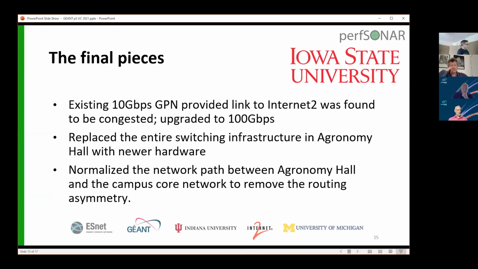So they gathered some historical data, and they found out that that 10 gig link had been used and really was congested more often than not. So they went to GPN and got an upgrade, and now they have a 100 gigabit link coming into the campus.